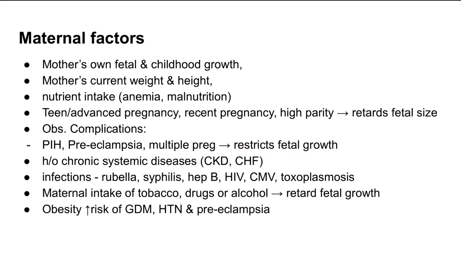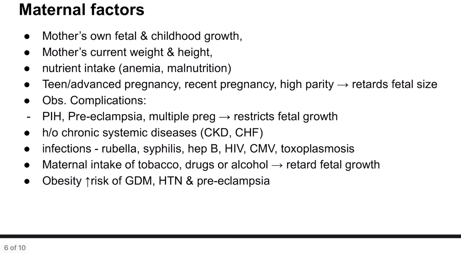And if there is history of any chronic systemic diseases such as CKD and congestive heart failure. And maternal infections such as rubella, syphilis, hepatitis B, HIV, CMV and toxoplasmosis. And maternal intake of tobacco, drugs or alcohol retard the fetal growth. Obesity also increases the risk of gestational diabetes, hypertension and preeclampsia.